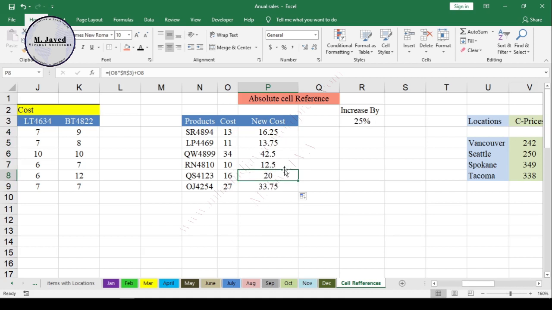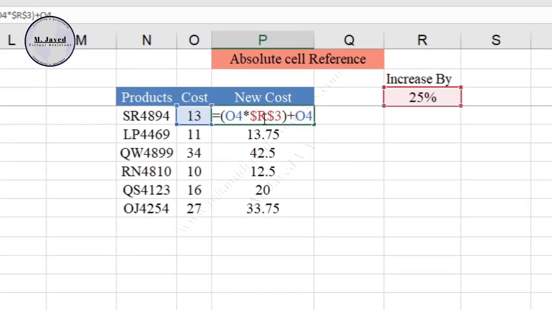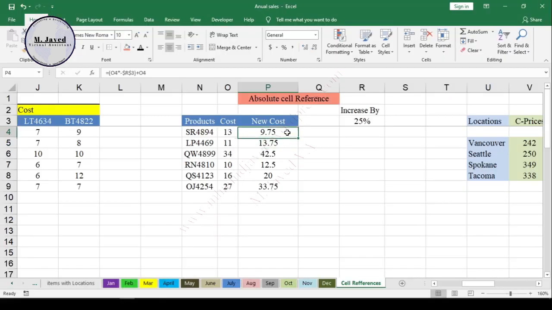Moreover, if you want to decrease the values by 25% instead of increasing them, just go to edit mode and put the minus sign right before the R3 cell and hit enter. And this time it has decreased the values instead of increasing them.